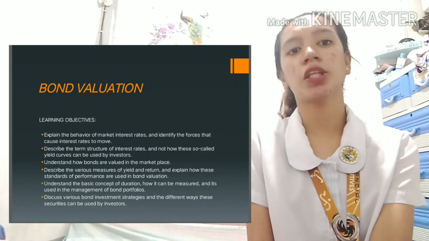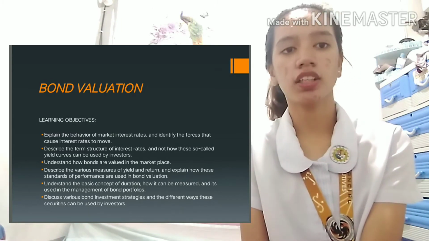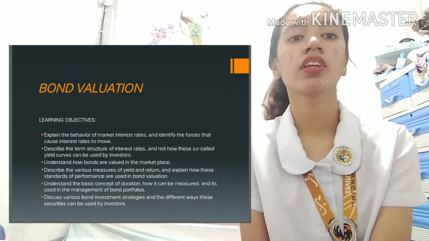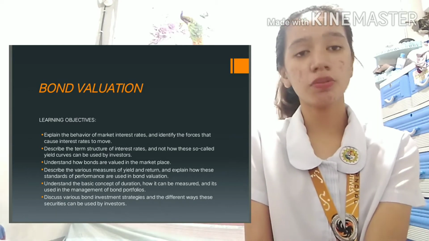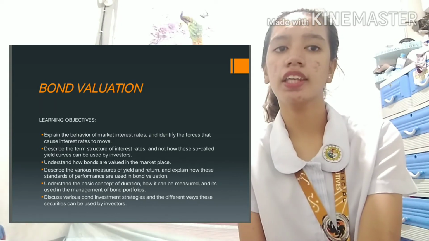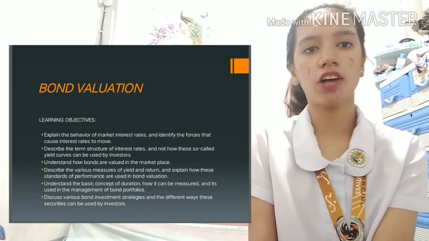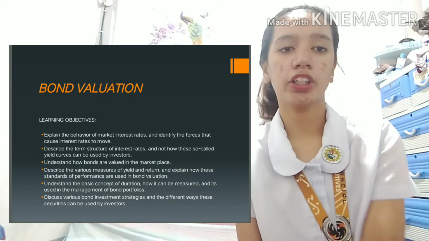We will now proceed to bond valuation. Our learning objectives are to explain the behavior of market interest rates and identify the forces that cause interest rates to move, to describe the term structure of interest rates and how these so-called yield curves can be used by investors, and to understand how bonds are valued in the marketplace.